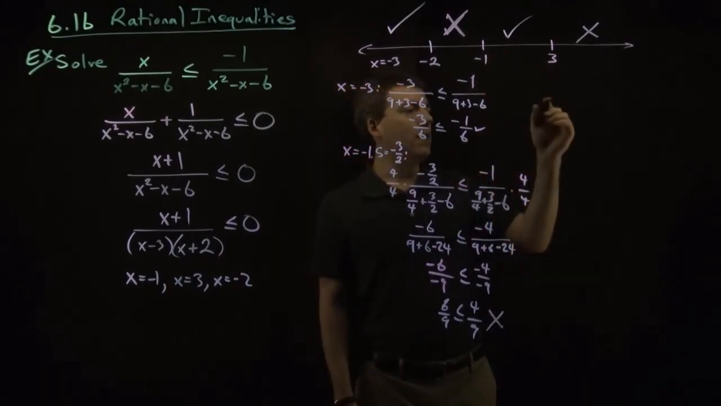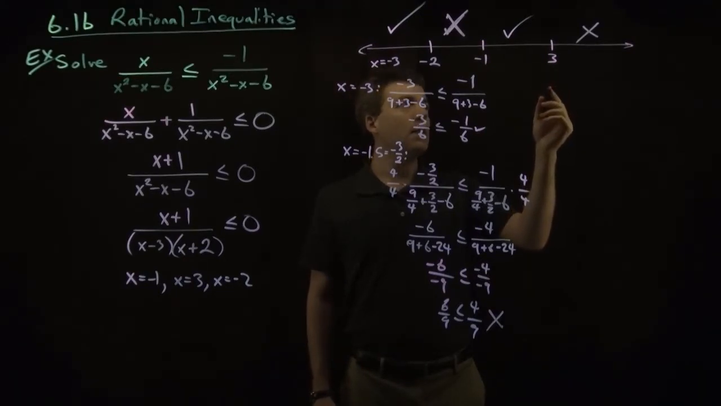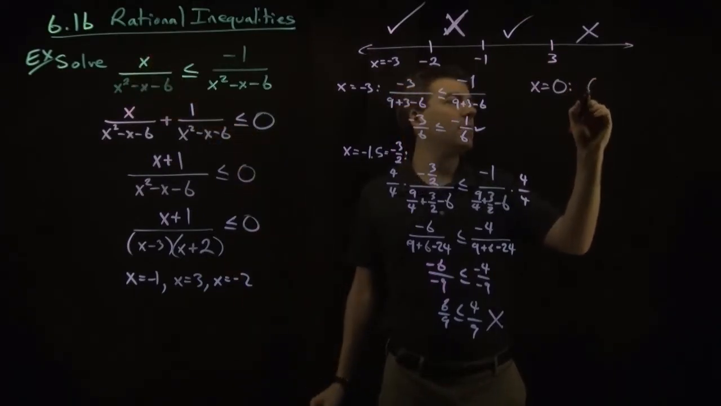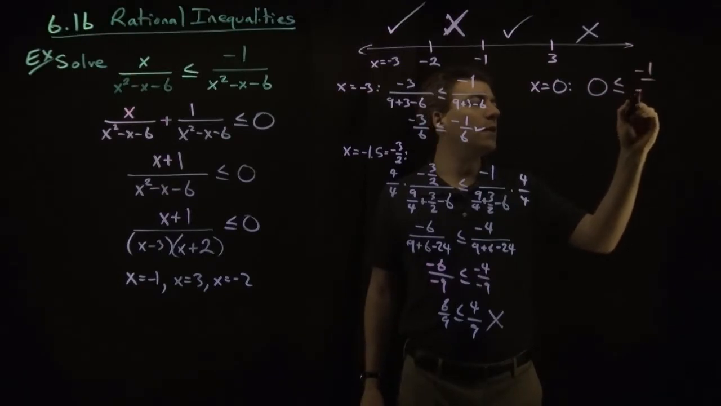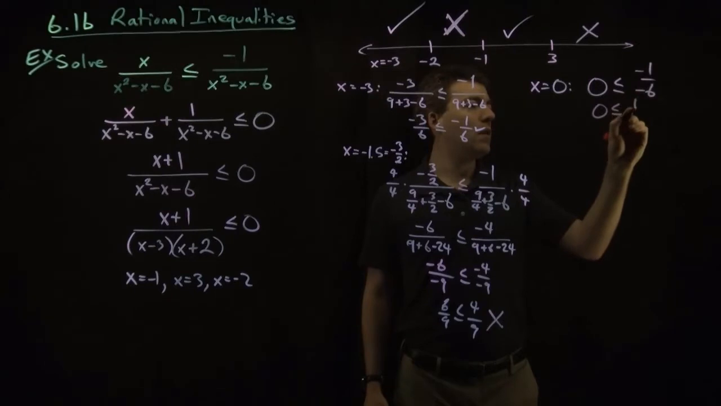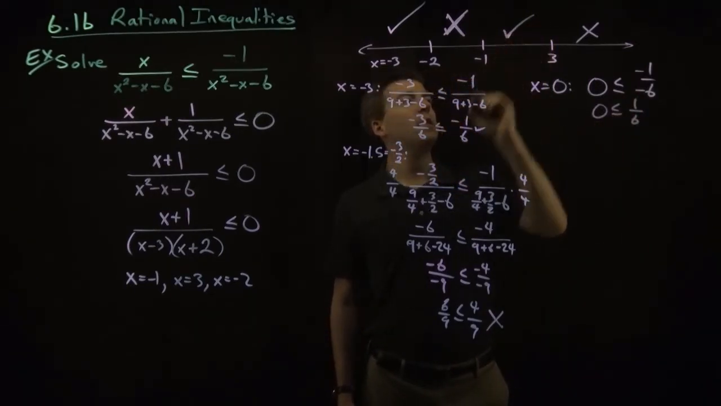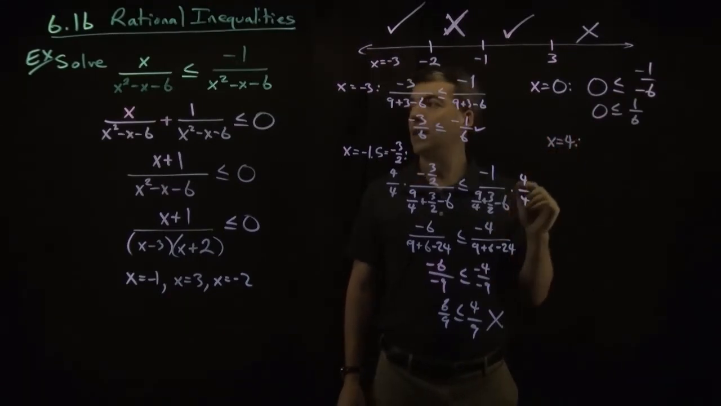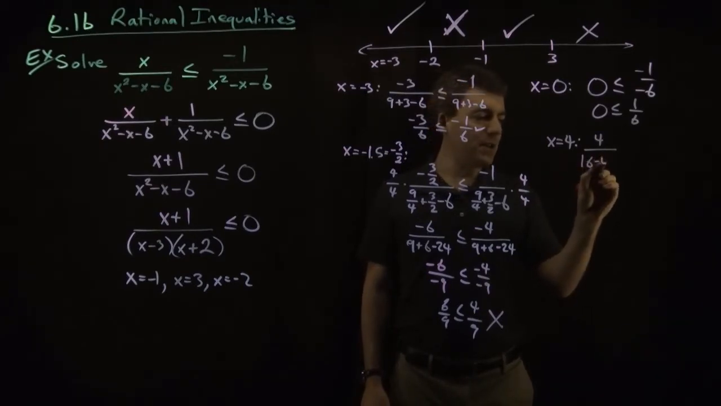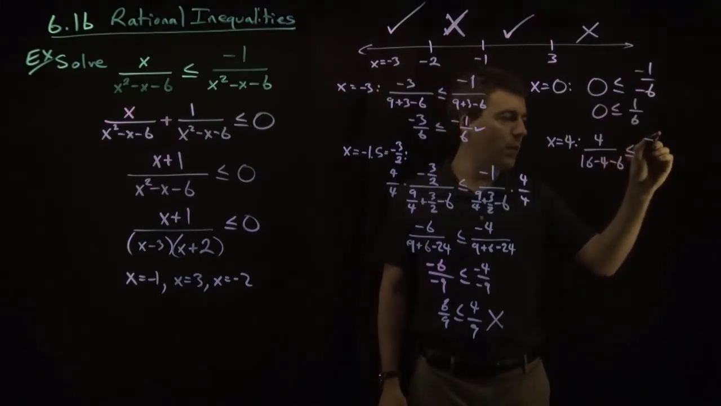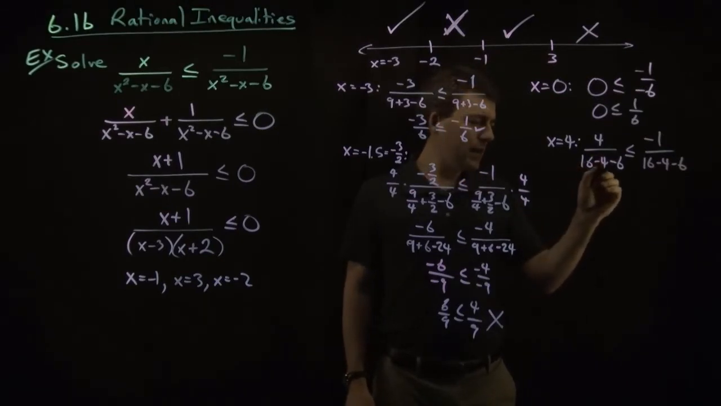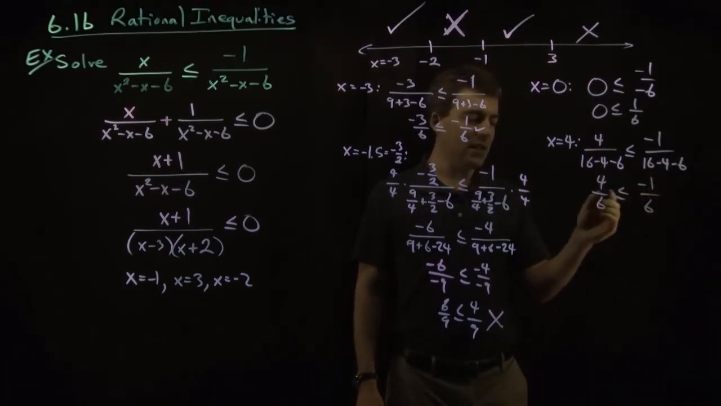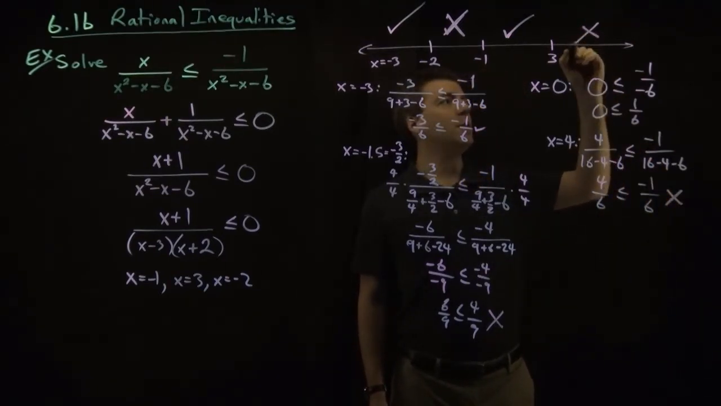Let's check a value between negative 1 and 3. Let's try 0. If we plug in 0, we get 0 on the left-hand side. On the right-hand side, we get negative 1 over negative 6. That's 1/6, which is a positive number. So this is true, and we will include this interval. Then we need a number greater than 3. Let's try 4. So we have 4 over 16 minus 4 minus 6, less than or equal to negative 1 over 16 minus 4 minus 6. Negative 4 minus 6 is negative 10, wait, 16 minus 4 minus 6 is 6, so we have 4/6 less than or equal to negative 1 over 6. Negative 1/6 is not greater than or equal to 4/6. So this is false, and we will exclude this interval.